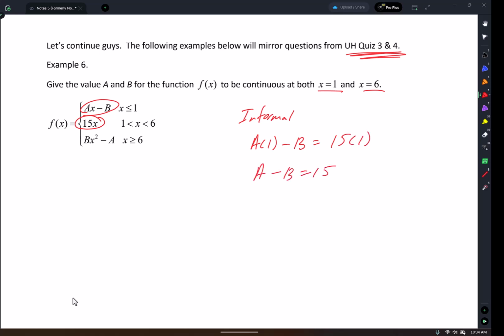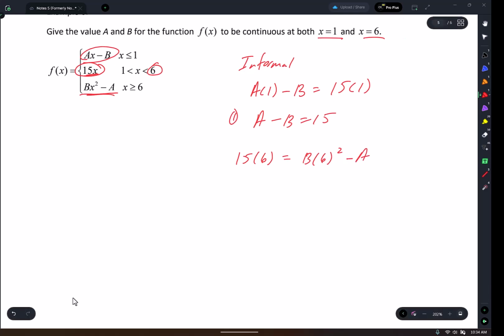Is everyone okay with that? Now for it to be continuous at 6, I need the 15x to equal the bx squared minus a. So 15 times 6 equals b times 6 squared minus a. That's equation 1. What's 15 times 6? 15, 30, 60, 70, 80, 90. Is it 90? So 90 equals 36b minus a.